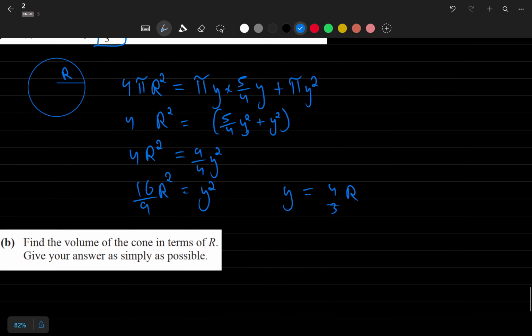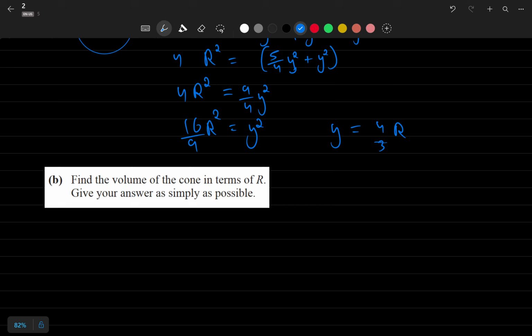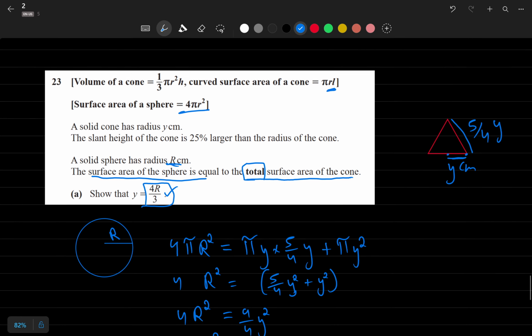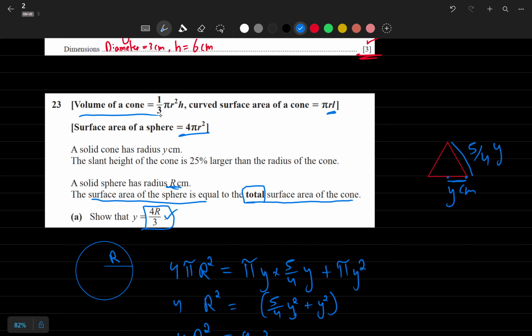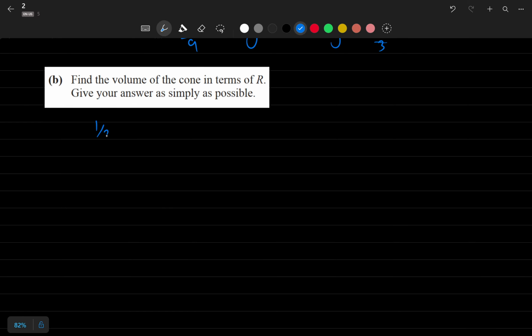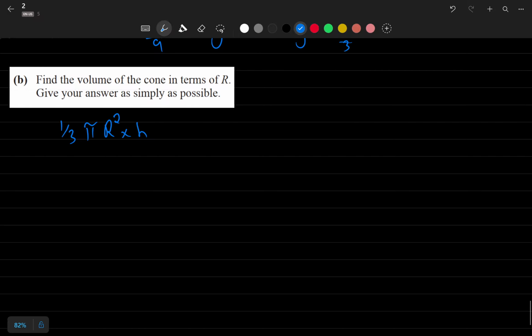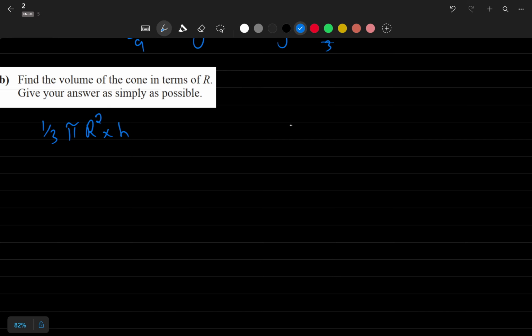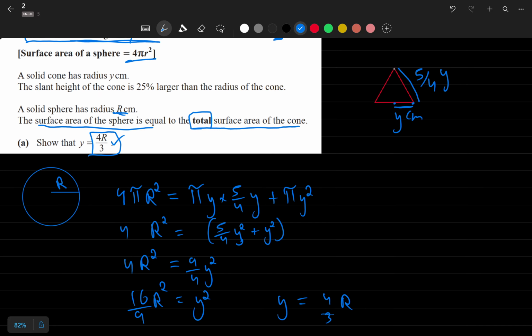We have shown this. The B part says find the volume of cone in terms of r. Give your answer as simply as possible. So the formula for the volume of cone is equal to this part. Volume of cone is 1 by 3 pi r square h, 1 by 3 pi r square multiplied by height. Now to find height, you have to calculate this part of the cone. How can you find it?